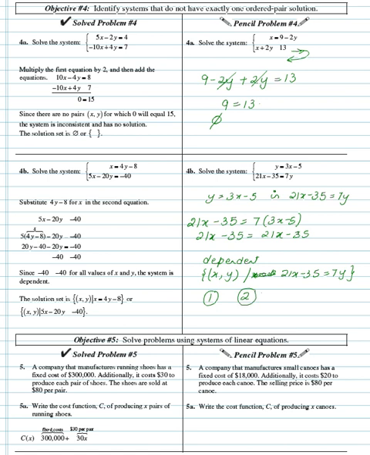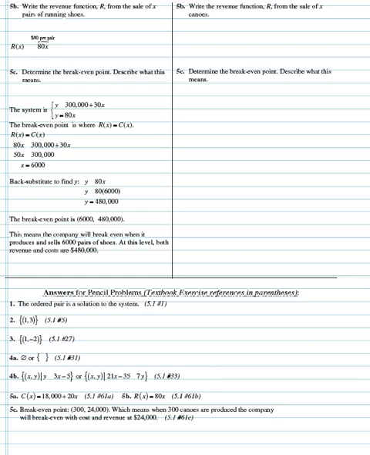A company that manufactures small canoes has a fixed cost of $18,000. Additionally, it costs $20 to produce each canoe. The selling price is $80 per canoe. Write the cost function. So C of x would be, no matter how many canoes you produce, you still have to spend $18,000, plus 20 times x for x canoes.